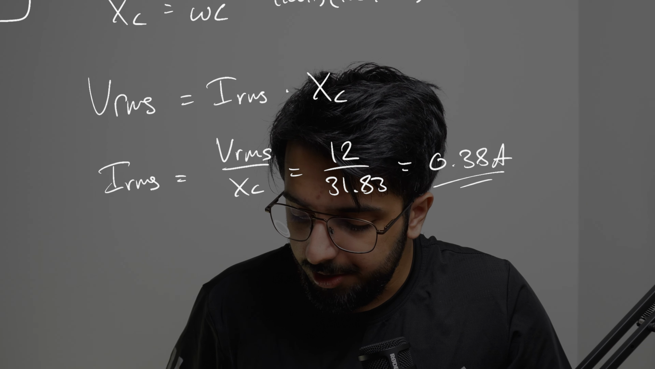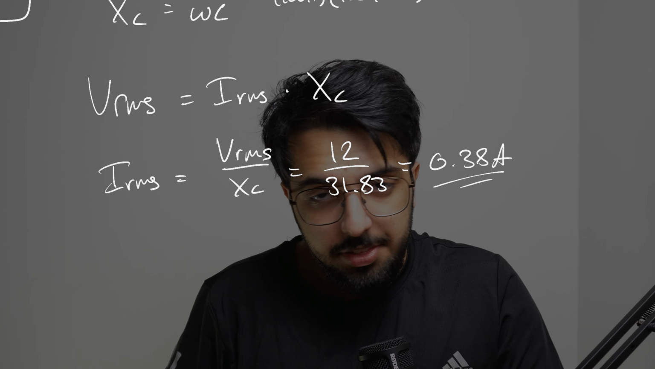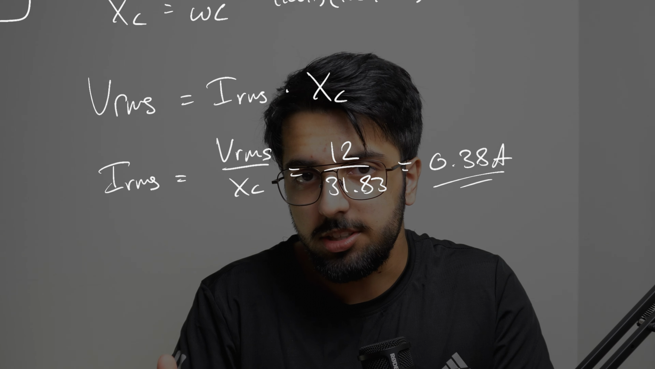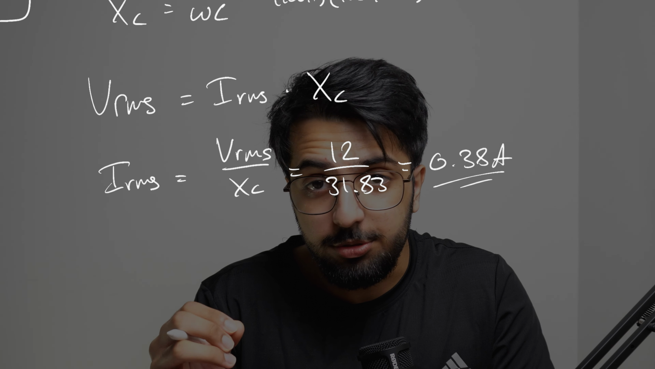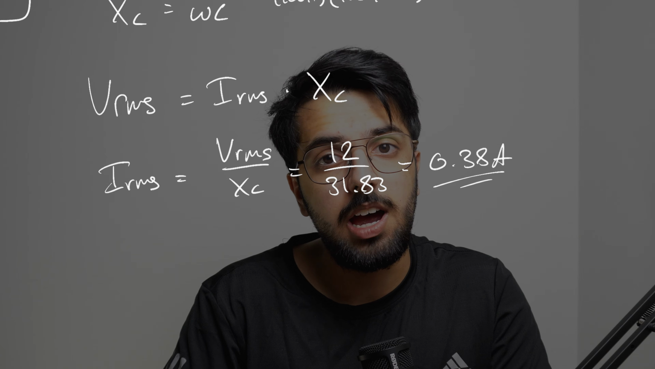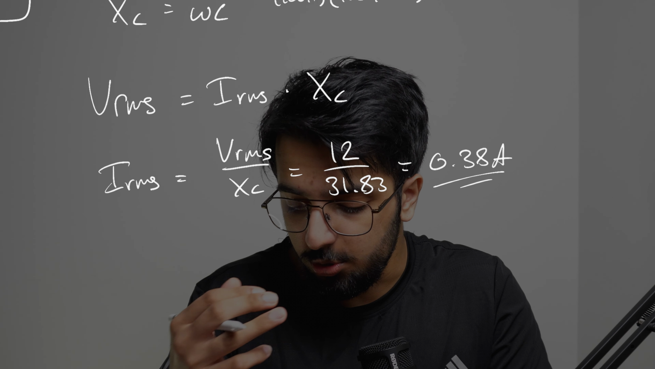There we go. Now remember, this is our RMS current, and therefore this is not the absolute current value. Remember, this value is going to fluctuate because our RMS is a type of average, okay? So just a quick reminder right there.